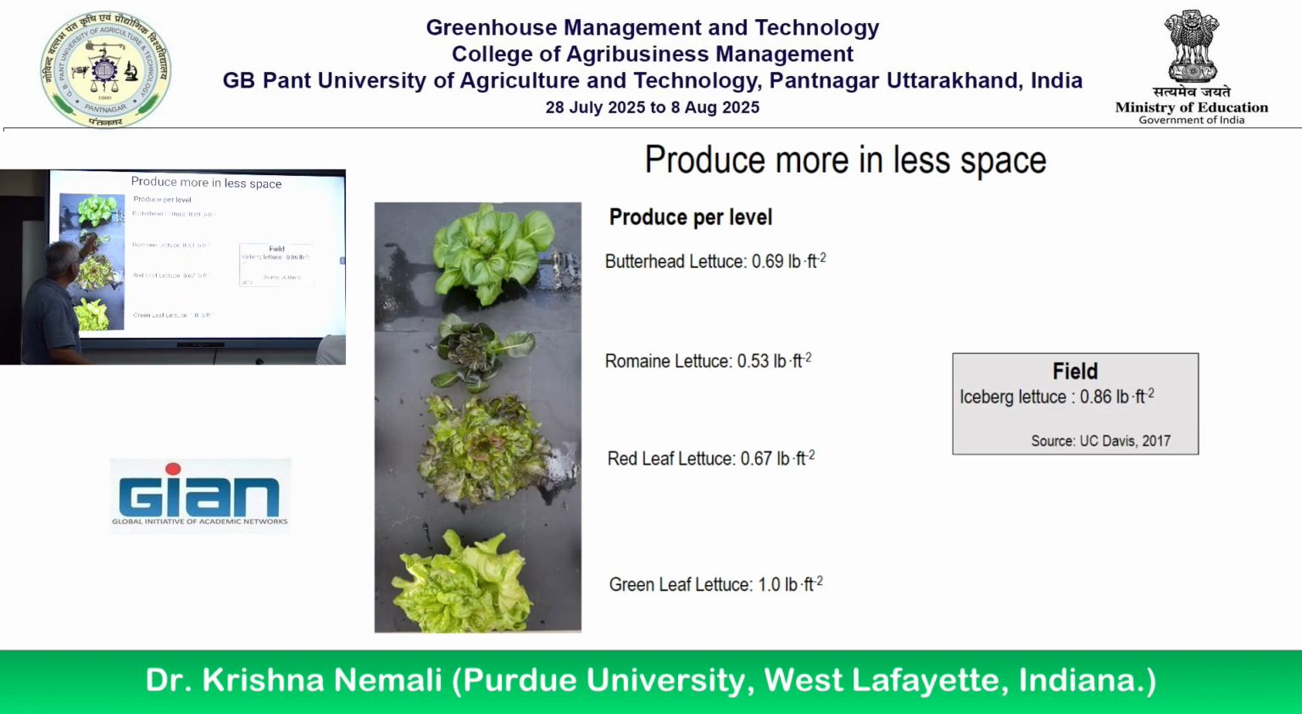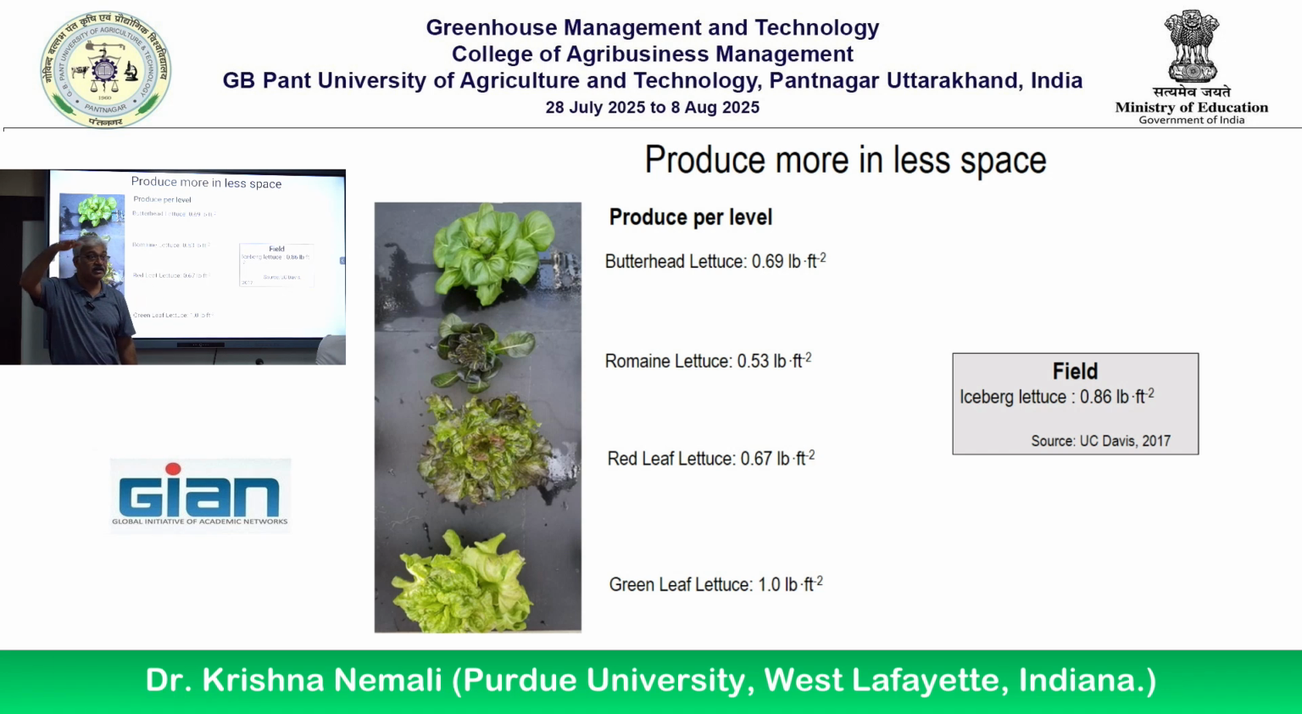But here is my own research where we grow lettuce. This is for one level, just for one level. We have multiple levels, by the way. In one level, butterhead lettuce is pretty close to that, romaine slightly lower, red leaf lettuce about that, and green leaf is actually more. So you get a mixed response. On average, if you take the average of all these four, they're pretty close to that number. So you are getting yields as close as possible to the field, but that is just at one level.